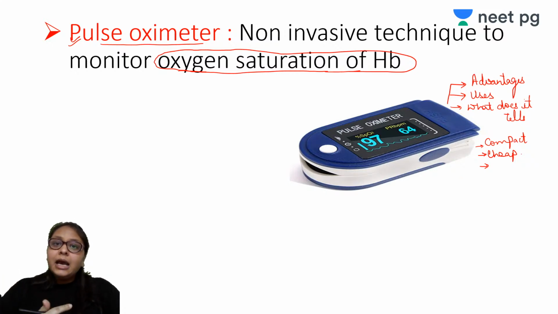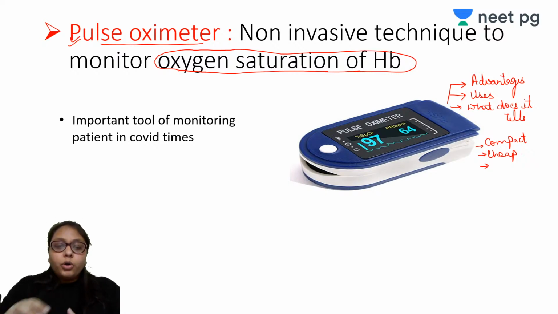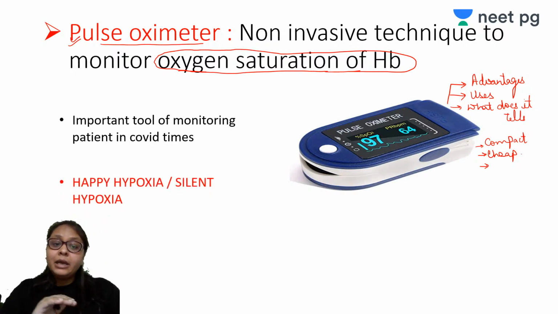Now we would have seen that during this COVID time, everyone is telling that to monitor the oxygen saturation or to monitor the patient's well-being, please use pulse oximeter. Why is it so? Because the COVID is affecting mainly the respiratory system, which causes a sudden drop in SpO2. So even if the patient is asymptomatic or is mildly symptomatic with fever or dry cough, he or she might experience happy hypoxia or silent hypoxia. Now, what is happy or silent hypoxia?